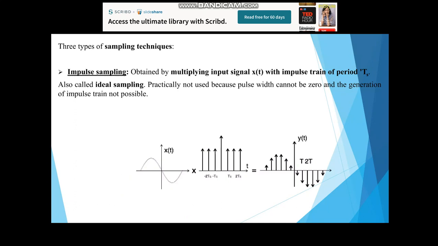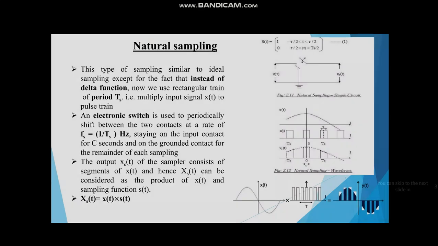Three types of sampling techniques. Impulse sampling is obtained by multiplying the input signal x(t) with an impulse train of period Ts, also called ideal sampling. It is practically not used because the pulse width cannot be zero and the generation of an impulse train is not possible.